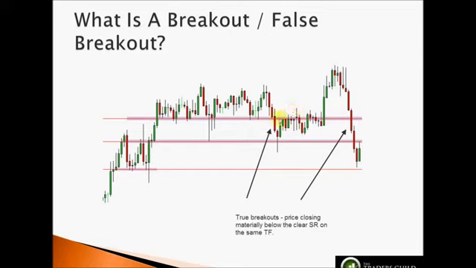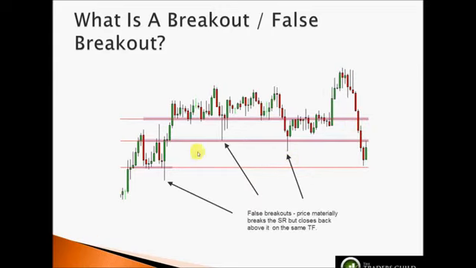So if we go to a chart example, we can see we've got a clear support resistance zone, price moves down, and we have a confirmed breakout. Same here, price moves below the support resistance zone, we have a confirmed breakout. Same chart, if we look at these three, we have price moving below the support resistance zone, but on the same time frame, it closes back above. So that's a false breakout. We have the same thing occurring here, price moves materially below, it closes back above, it's a false breakout. And lastly, the same thing here. Price moves below this support resistance, closes back above, it's a false breakout.